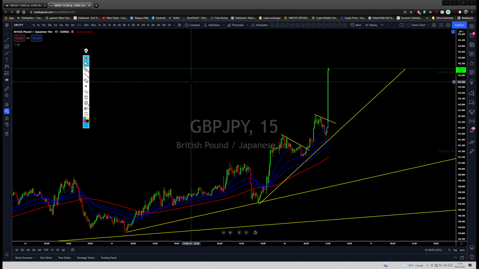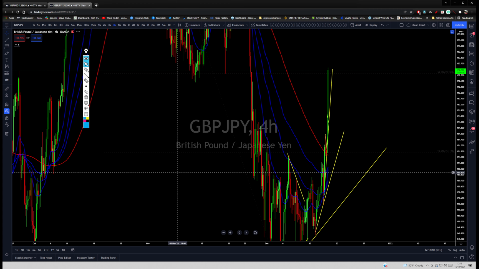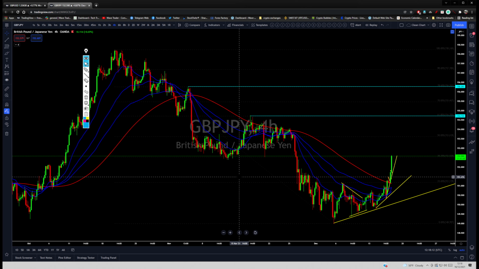So if you haven't caught it, you can still catch small moves for more upside. If you caught that, just enjoy it, and you are looking for this to keep pushing higher.